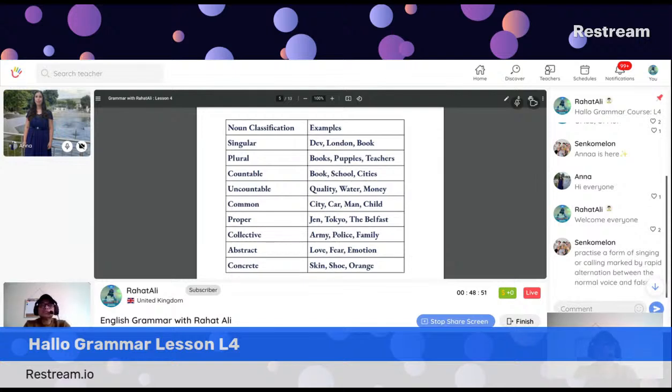Countables are those nouns, you see, from the above examples, singular and plural, both can be countable, like book, singular, puppies, countable, teachers, countable. And uncountable nouns are those nouns which we can't count. Especially we call those mostly untouchable, like quality. Water is touchable, though. Money is touchable. Literally, which we can't count, like wisdom, knowledge.